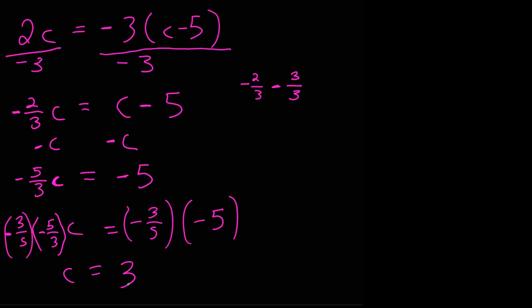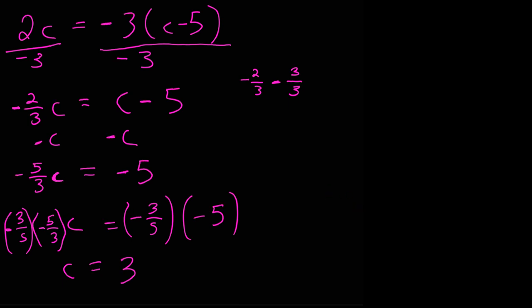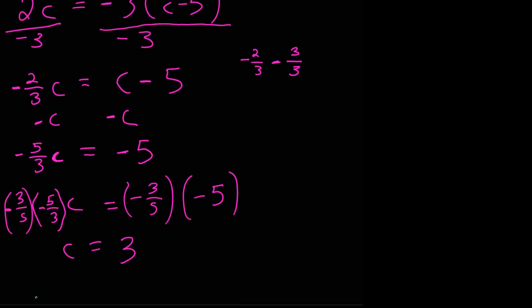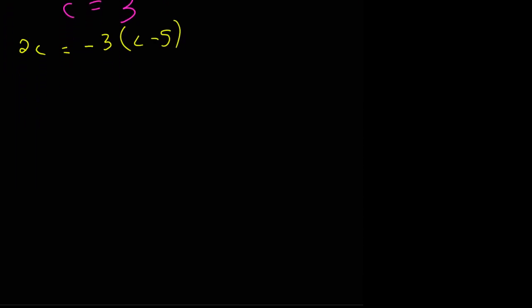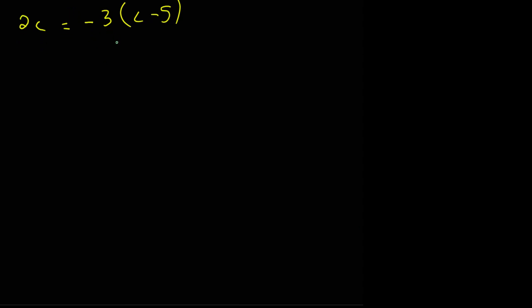Let's do this in a way if we are not comfortable with fractions. So I'm going to rewrite this problem. I'll do it in bright yellow. And I'm going to do it such that I'm not going to use fractions. 2c equals negative 3 times c minus 5. So I'm going to distribute this negative 3 to each term. So it gives me negative 3c when I multiply these, plus 15 when I multiply the last term.